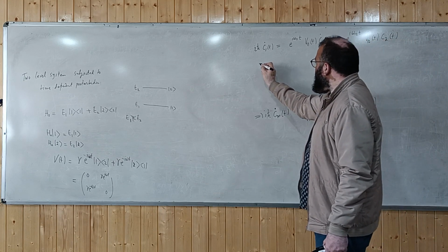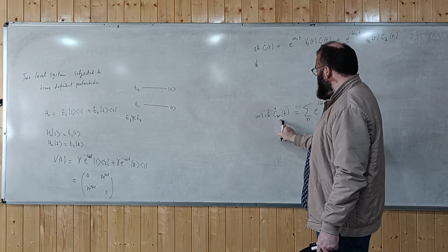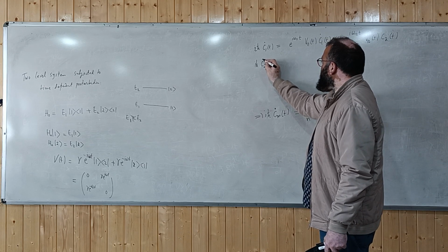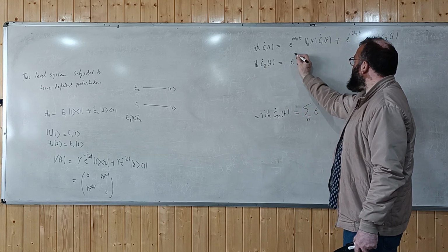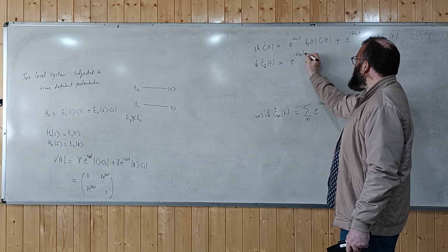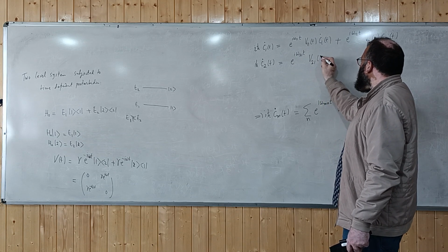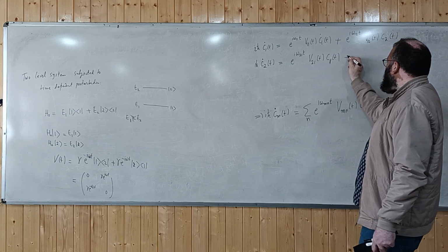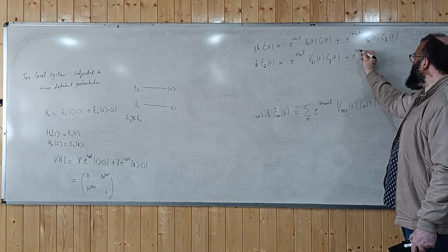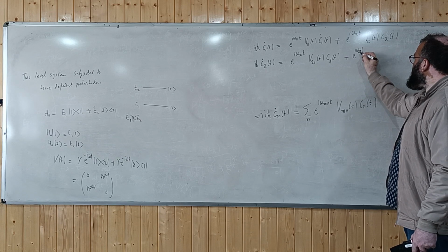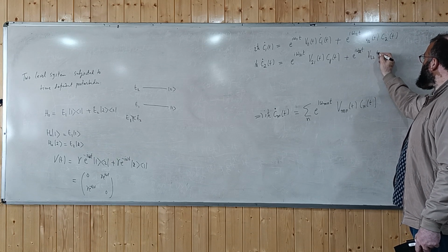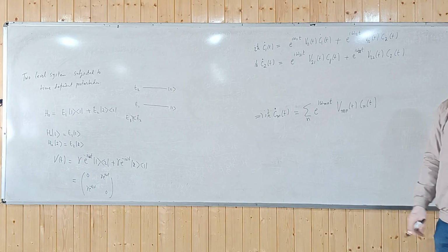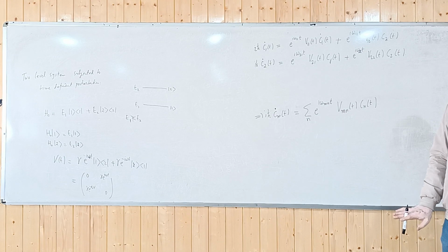Clear? Now let's write this i h-bar C dot for m equal to 2. So it will be e raised to i omega 21 t, V 21 of t, C1 of t, plus e raised to i omega 22 t, V 22 of t, C2. Clear? So this is the set of two equations. They are coupled. Clear?